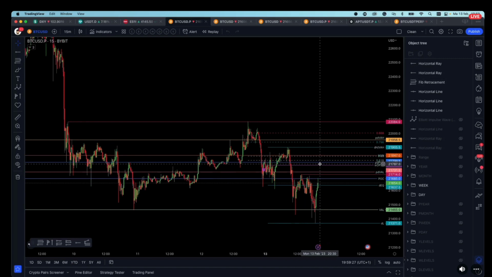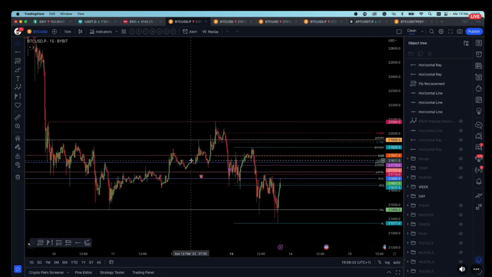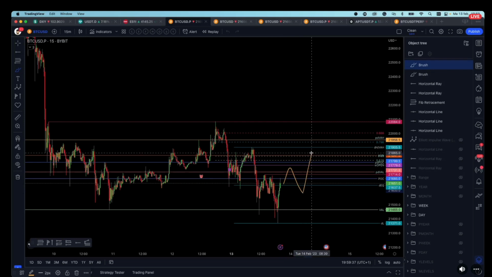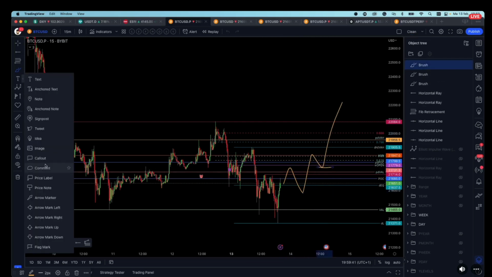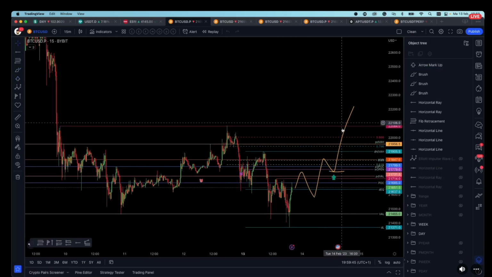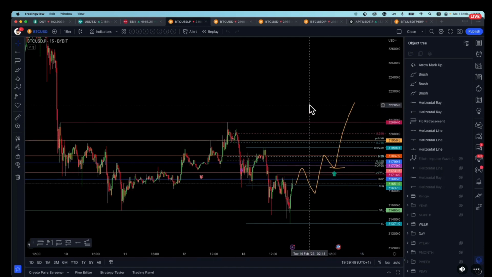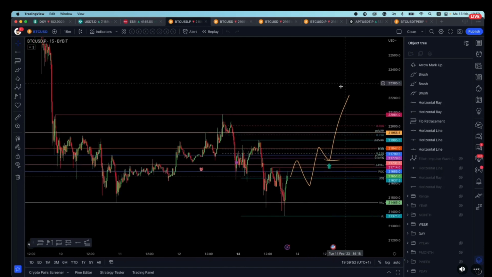But let's just place an alert here. And yeah, I would be looking for it to take out a higher low, higher high, higher low, and then here I would long. Looking for this high, a sweep of this high. Okay, so that's for Bitcoin.